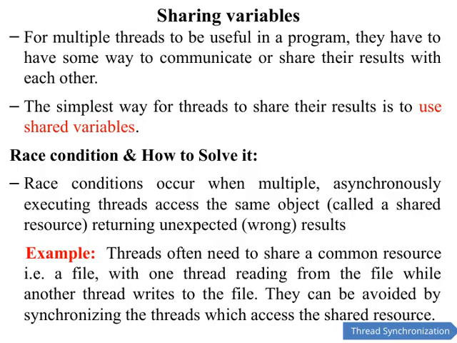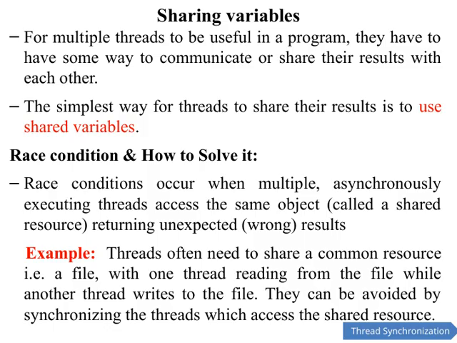Sharing variables is a fundamental concept when working with multiple threads in a program. For threads to be truly useful, they need a way to communicate or share their results with each other. The simplest method to achieve this is by using shared variables. However, sharing variables introduces some challenges, one of which is the race condition. A race condition happens when multiple threads, running asynchronously, access the same object, what we call a shared resource, at the same time. This can lead to unpredictable and incorrect results.